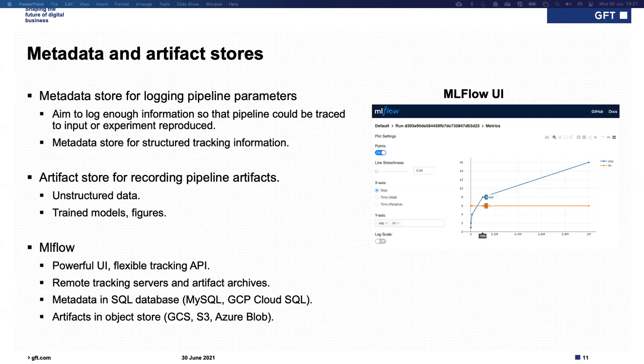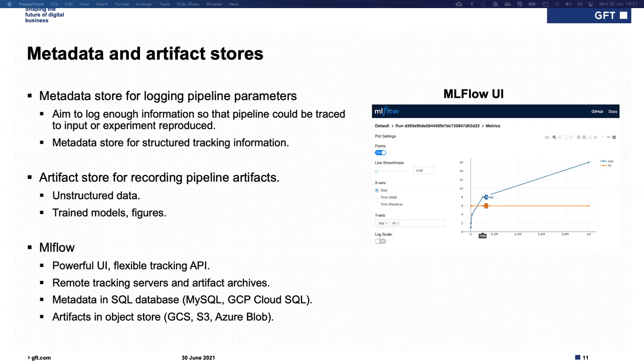We typically use a metadata store for structured and an artifact store for unstructured data. MLflow is an open source tool which can be used for managing both of these repositories. It has a really nice UI that allows you to explore the tracked data and a really flexible tracking API that's quite simple to just add into your code and start adding tracking hooks throughout the work you're writing.